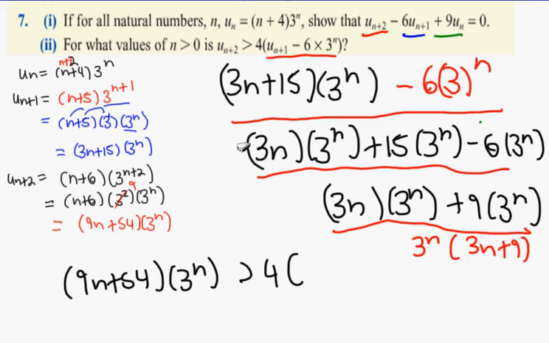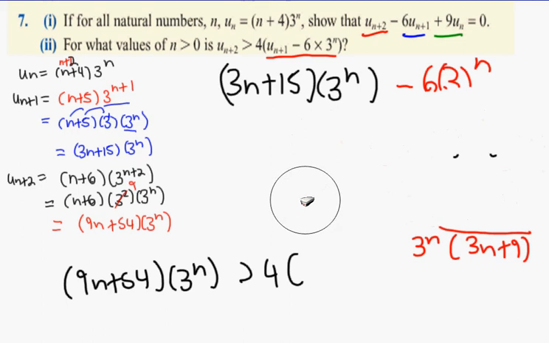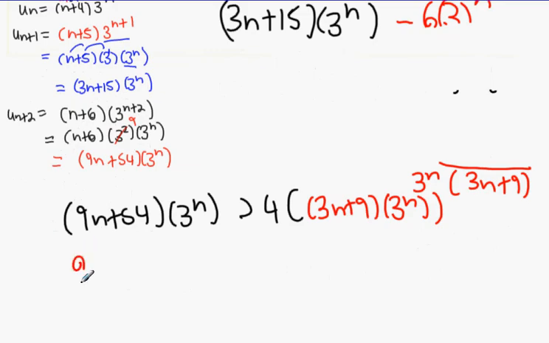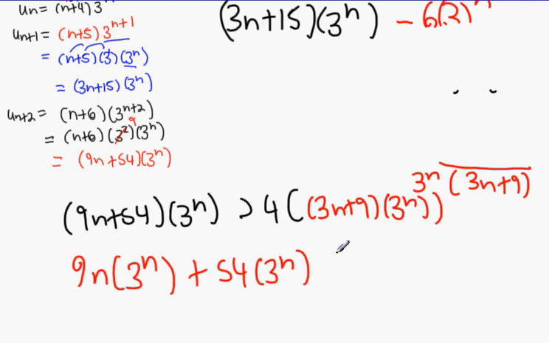Okay? So, now that you have that done, what you can write in is this. It's going to be 4 times 3n plus 9, bracket 3 to the power of n, close bracket. Multiply this out. Okay? We're going to get 9n, 3 to the n. We're going to get plus 54, 3 to the n. And on the other side, we're going to get greater than, this is going to multiply in, and it's going to be 12n plus 36. Everybody agreed with that?